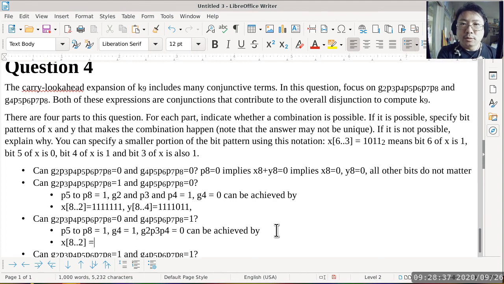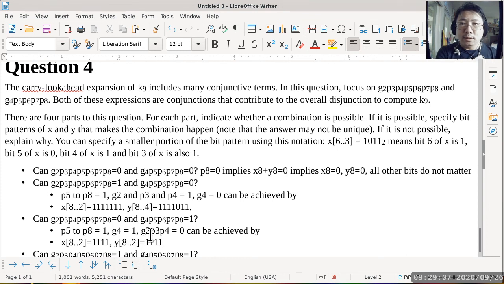Okay, so we'll specify x first. The most significant bits of x, from bit 5 to bit 8, let's make all those 1s because we just want to make sure that all the p terms, P5 to P8, are 1s. So that's easy. 1, 2, 3, 4. So those 4 bits are 1s. And then the same thing for y. Okay, 1, 2, 3, 4. There we go. So now we need to work with bit 4.